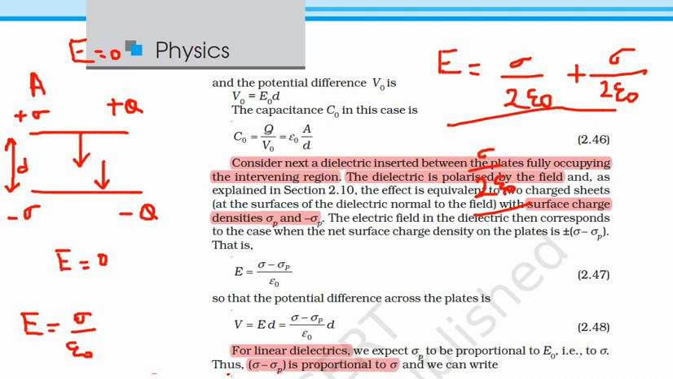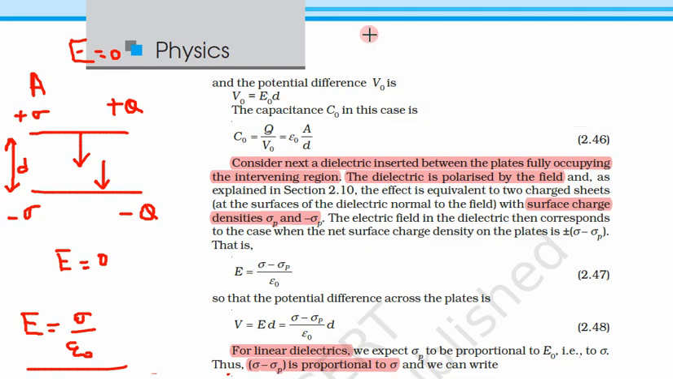Hence, sorry, this 2 is not there. The 2 is cancelled out: 2 sigma upon 2 epsilon naught, sigma upon epsilon naught. That is the field inside the capacitor. Both the arrows are in the same direction and also inside the capacitor. So because of the inside, this will add up.